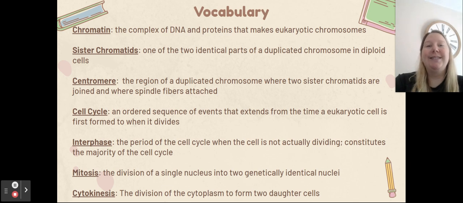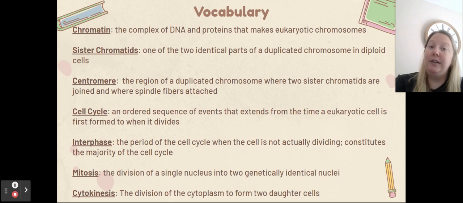The cell cycle is like the life cycle of a cell. It's an ordered sequence of events that extends the entire life of a eukaryotic cell from the time that it is created to the time that it is done dividing. Interphase. This is a period of the cell cycle when the cell is not actively dividing, and it does contribute to most of the lifespan of the cell.